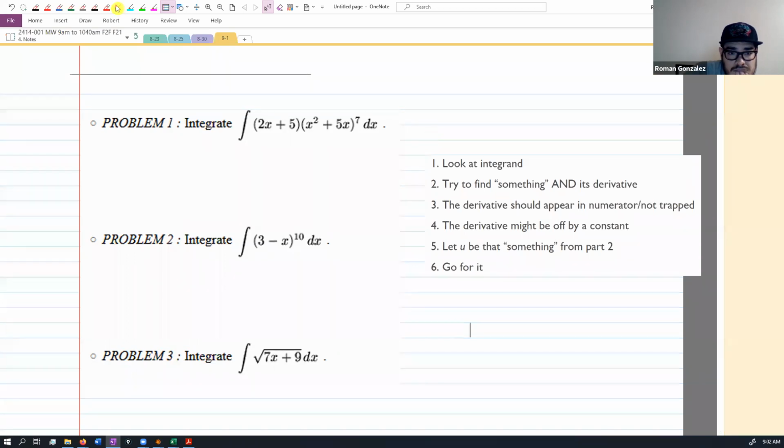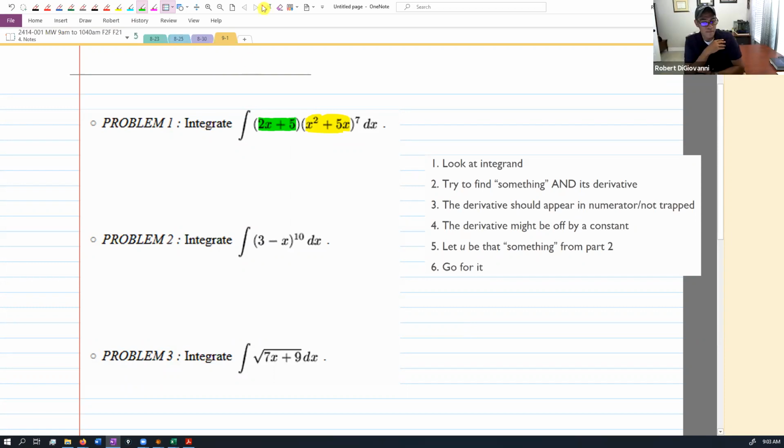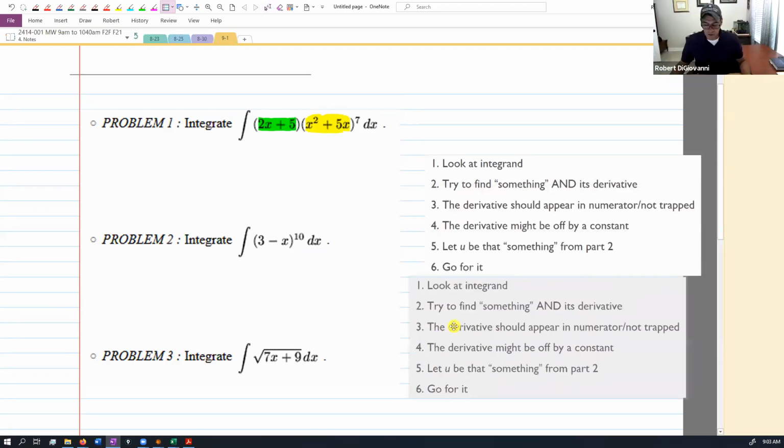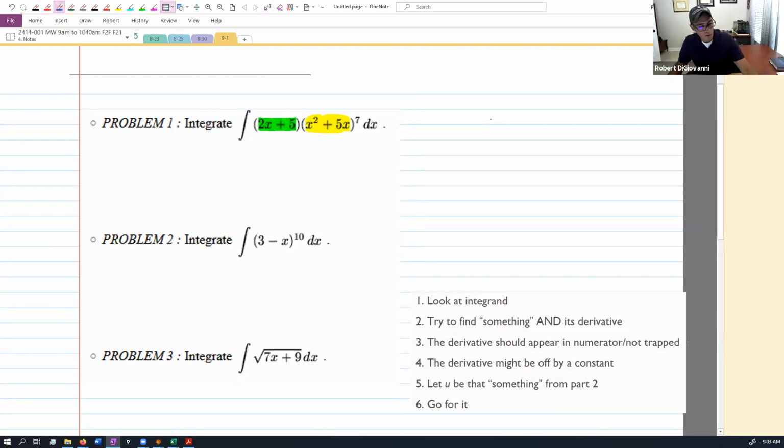So look at the first one. It's pretty straightforward. If you recognize that x squared plus 5x is your u, the derivative of that is 2x plus 5. And that's exactly what we have here, 2x plus 5. So we're going to go ahead and make our substitution that u is equal to x squared plus 5x. And then the next step is to take the derivative of that with respect to x, which is 2x plus 5.